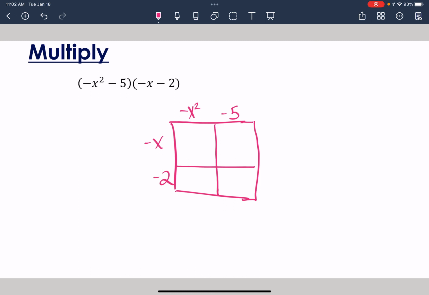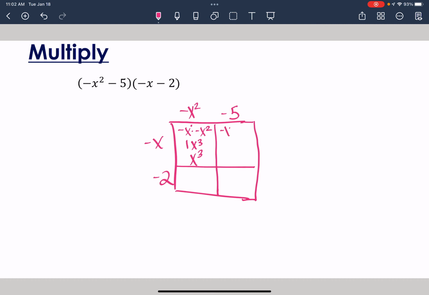Okay, so I'm going to combine my terms. I have negative x times negative x squared. Well, remember, the negative basically means like there's a negative 1 in front. So negative 1 times negative 1 will be positive 1. And then I have x to the 1 times x squared, so that'll be x cubed. So that will be x cubed.